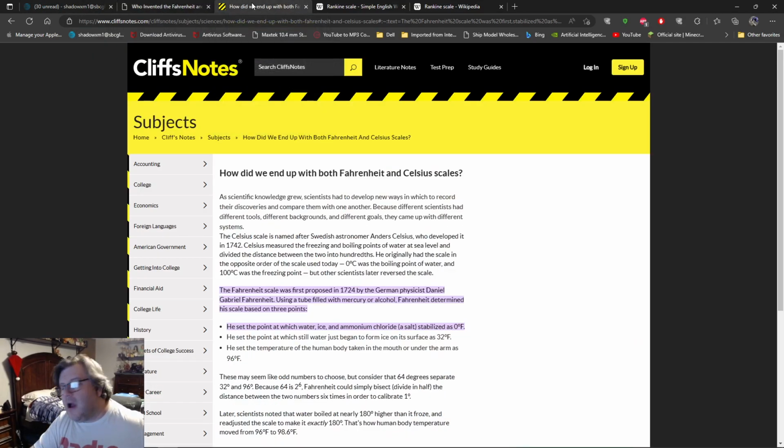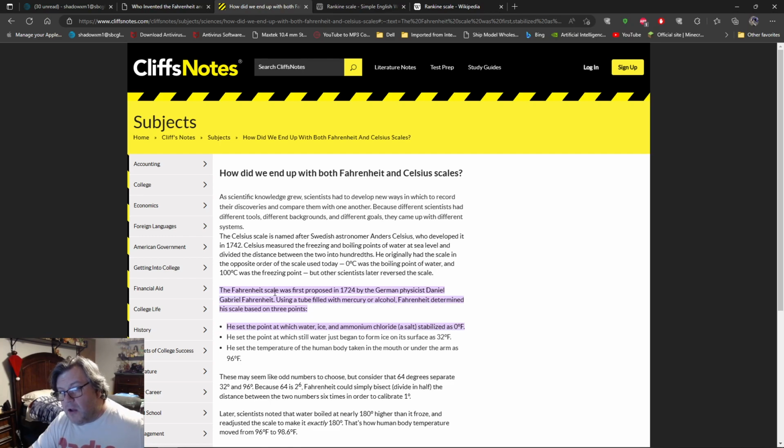Okay, now, why was the Fahrenheit temperature scale developed? How was the Fahrenheit temperature scale developed? Well, that kind of answered both questions. Now, how did we end up with both Fahrenheit and Celsius scales? Well, I'm not going to read all of this, but I will read the highlighted part.